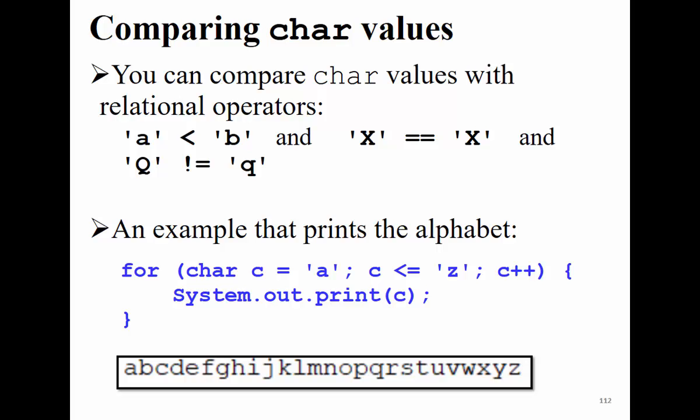So when I say char, it is a character, a primitive data type. You can see this for loop will print all the alphabetic from A small up to Z small.